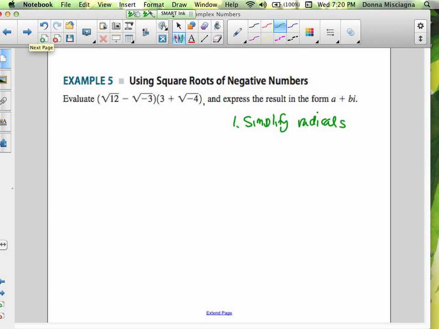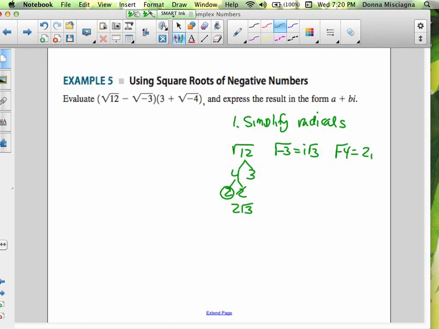All right, so square root of 12 is 4 times 3, and 4 is a perfect square. So let's rewrite that as 2 square roots of 3. Square root of negative 3 could be rewritten, as we saw before, as i square roots of 3. And the square root of negative 4 is going to be 2i.